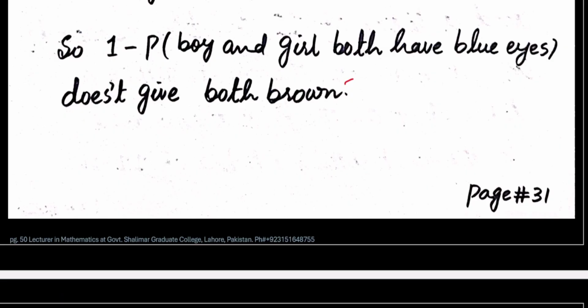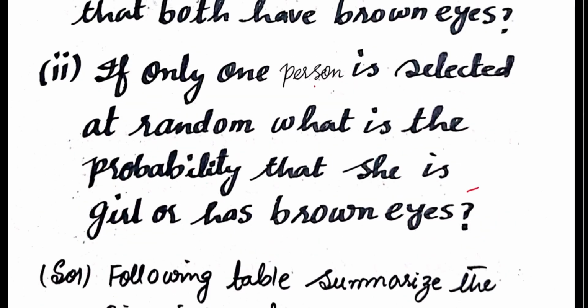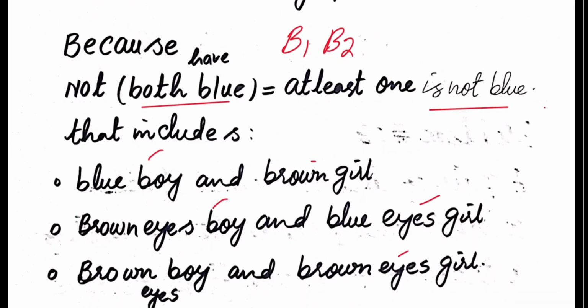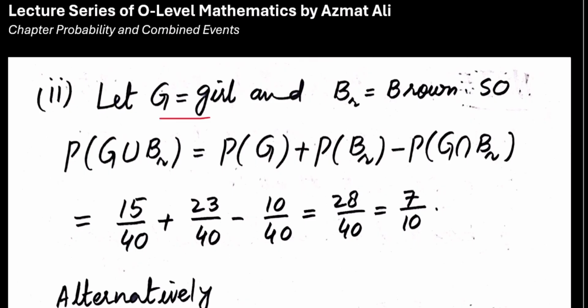What is the second part? In the second part, if only one person is selected at random, what is the probability that she is a girl or, this is the union, has brown eyes? Let G stand for girl and BR stand for brown. So we have to find the probability of G union BR. This is simply equal to probability of G plus probability of BR minus probability of their intersection.